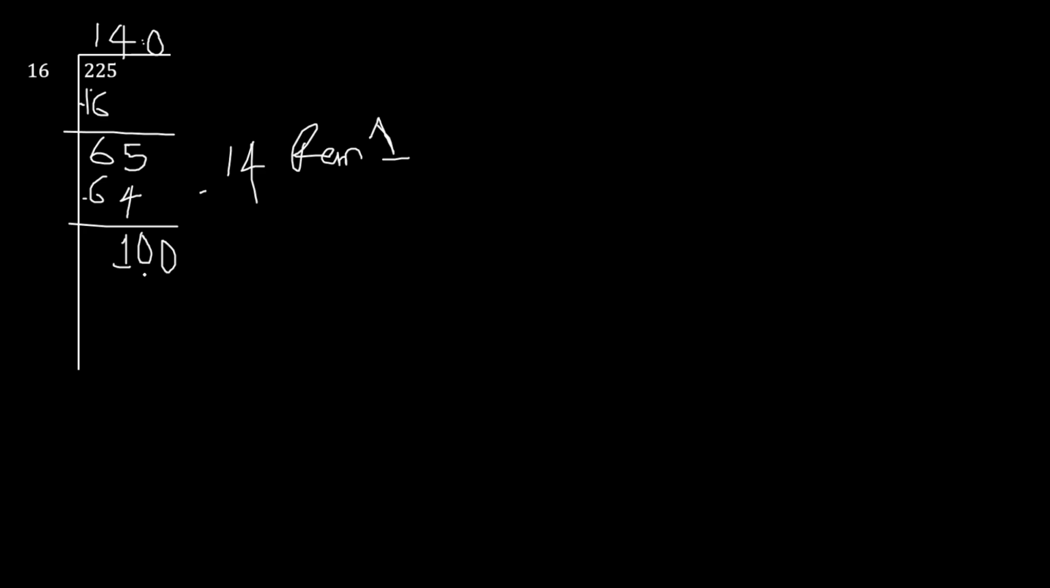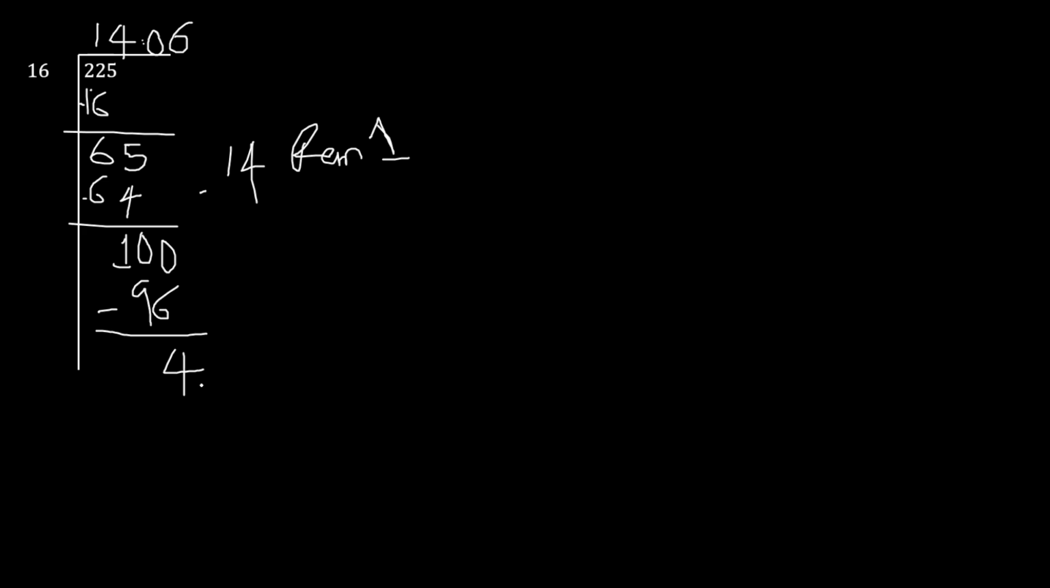Okay, so for that, we are left with what? How many times does 16 go into 100? This should probably be 6, and that should be 96, because 16 times 10 is 160, divided by 2 is 80, plus 16 is 96. So we are left with what? With 4. We are left with 4.